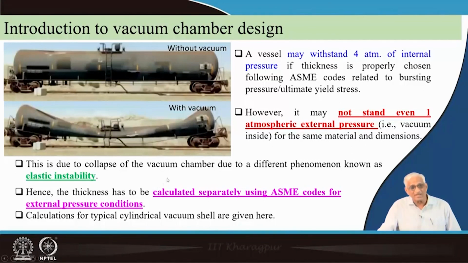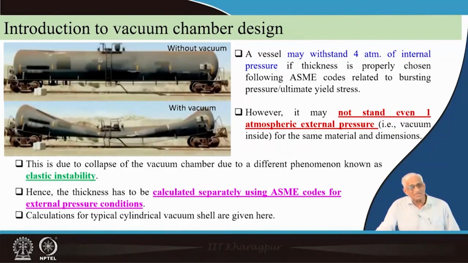This is a reality: a very long metallic chamber without vacuum, and it is connected to a vacuum, and as soon as the vacuum level goes to 1 torr or 10 torr, immediately the entire chamber collapsed because the thickness was not properly designed.